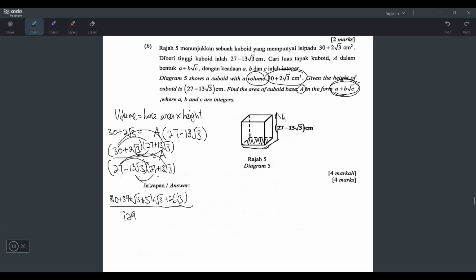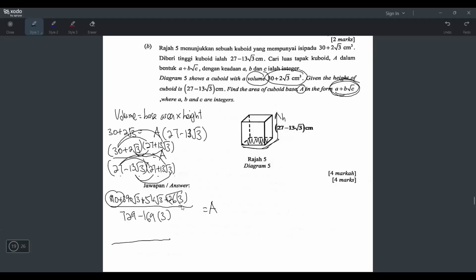So you just are left with the last part, which is negative 13 square root 3 times 13 square root 3. So number times number, square root times square root. Negative 13 times 13 is negative 169. Square root 3 times square root 3, you get square root 9, which is 3. And put bracket like this. And this whole thing is the denominator. Right? So now you can simplify this further.